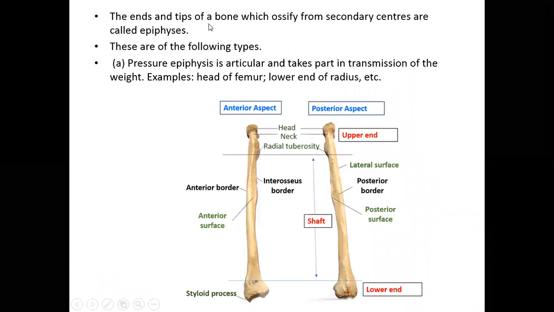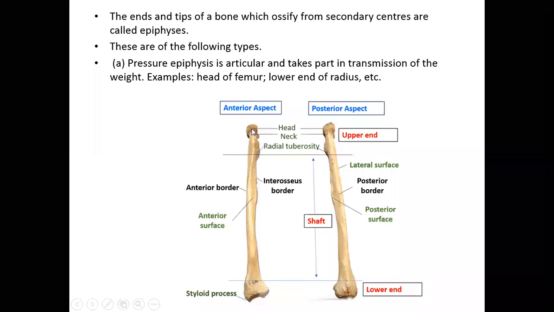Now the ends and the tips of bones which ossify from secondary centers are called epiphysis. Another definition: the bone which is ossifying from the secondary center. Now there are a lot of terms. Ossification. What is ossification? It is the formation of bone. Ossification is formation of bone. Usually bone is formed from ossification centers. There are two ossification centers: primary ossification center and secondary ossification center.